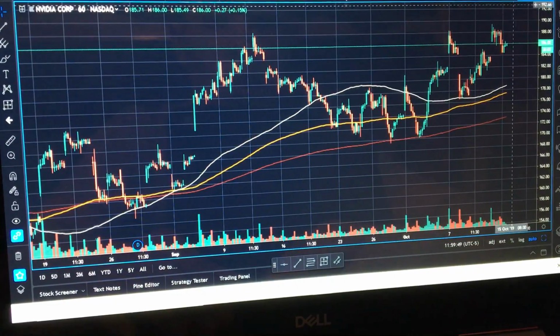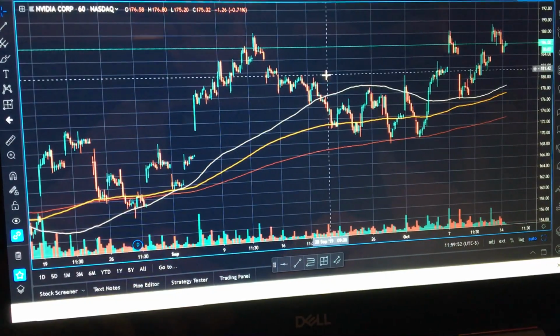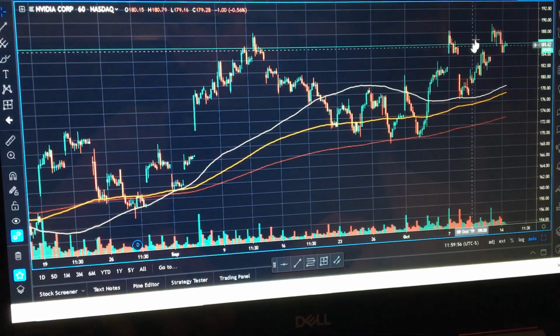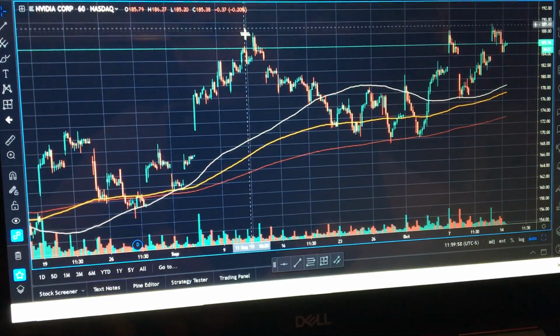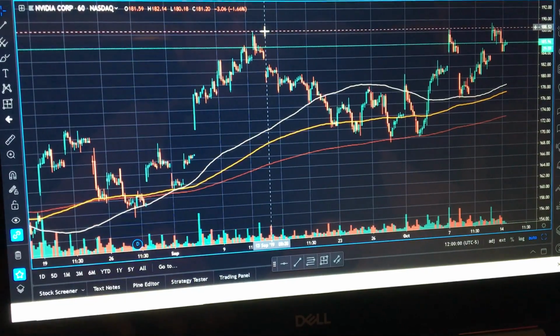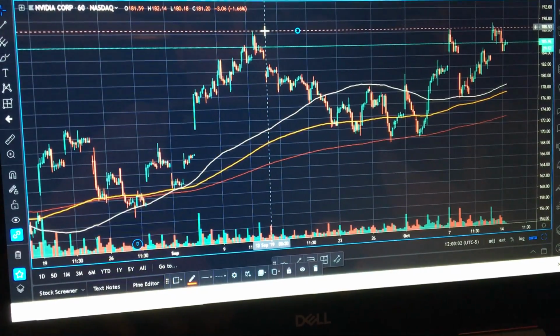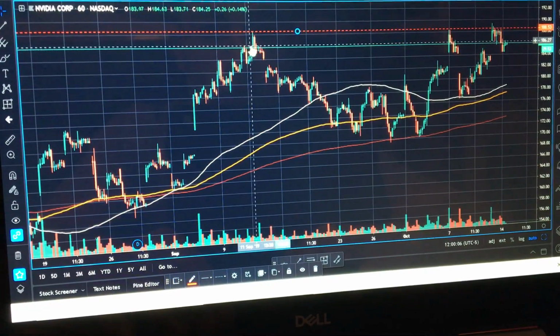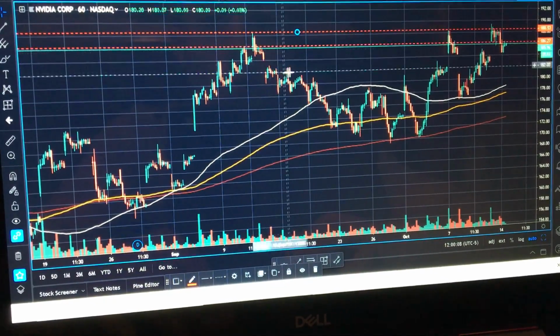So let's see, this is NVIDIA, and I think I'll just show you here first. So I'm going to first draw a couple pivots. So I'm going to take the pivot over here from this high. I'm going to try and get as accurate as possible. This is the 1 hour chart. And then I'm going to take this pivot right here. This was its previous resistance that it broke out.